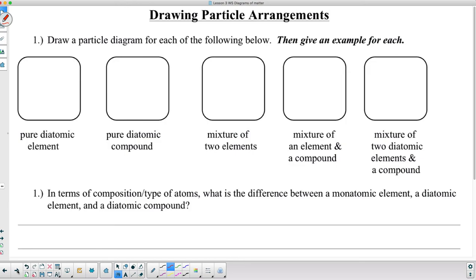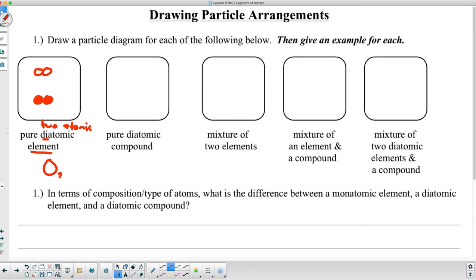So a pure diatomic element is just what we talked about before. It's touching, it's the same particle, but there's more than one of them. You could also have something that looks like this, and either one of these would be examples of a pure diatomic, di meaning two, a two-atom molecule of an element. That's what we're talking about.